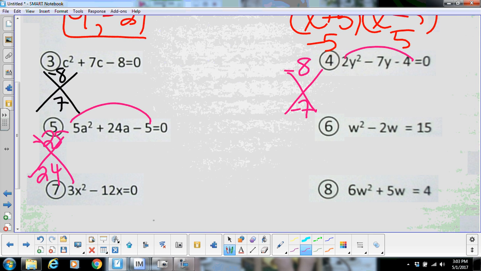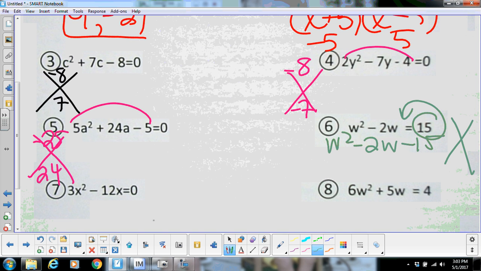Okay, but then 6 and 8 are not set equal to 0. So make sure you rearrange there. So it's going to give you w squared minus 2w minus 15. So when you draw your x, it's -15 and -2.